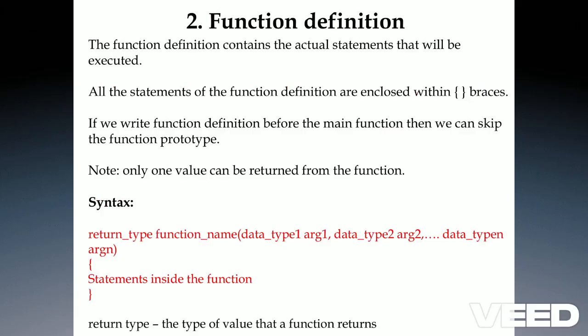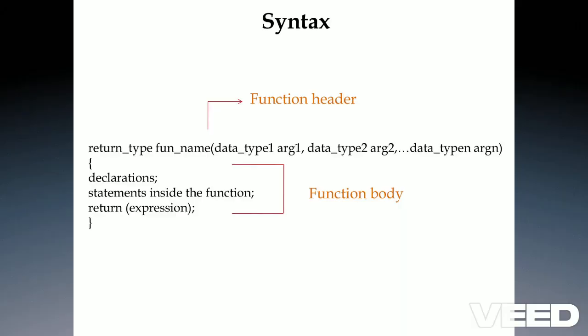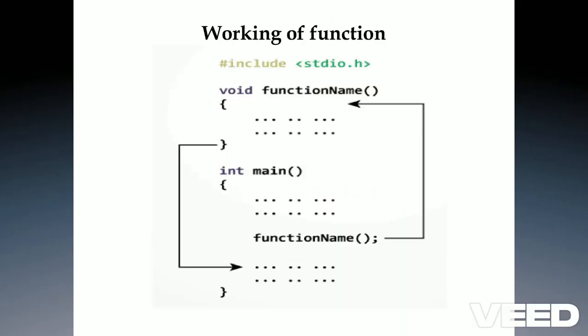The function definition means the actual statements that are to be executed, that is, a set of statements within a block. A block means within an open curly brace and a close curly brace, the set of statements is given that are executed together to perform the particular task. The function declaration should end with a semicolon, but in the function definition, there is no need to give the semicolon. That is the proper syntax. This is the syntax for function definition, and this is the working of a function.